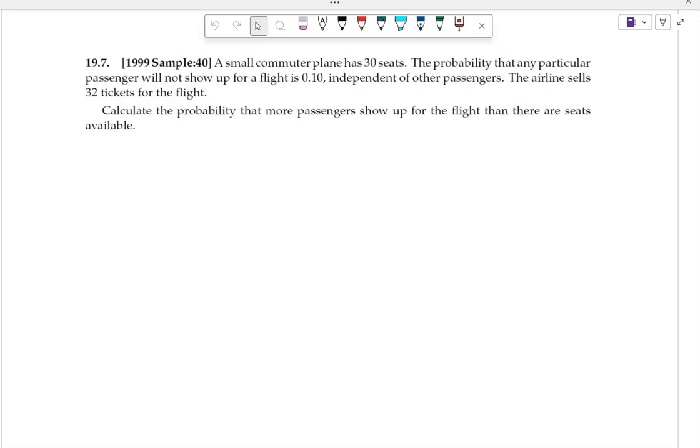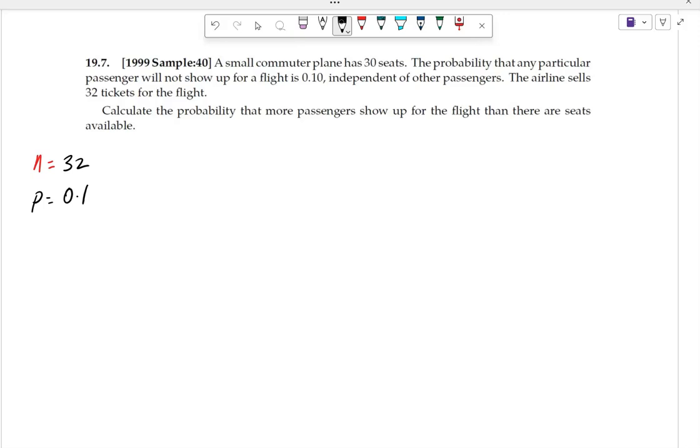How are we going to define success, do you think, in this case? Not showing up, since they give us the probability that it's not showing up, right? And in that case, your p will be 0.1. By the way, you could also define your success as showing up, and then your p would be what? 0.9. Yeah, you can do it the other way around too and get the same answer.